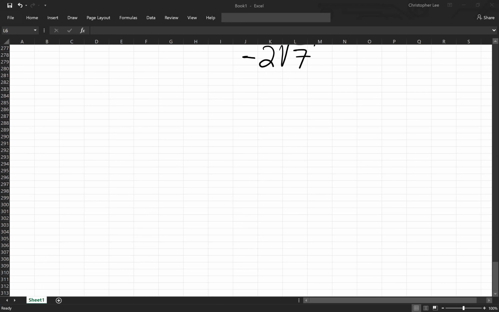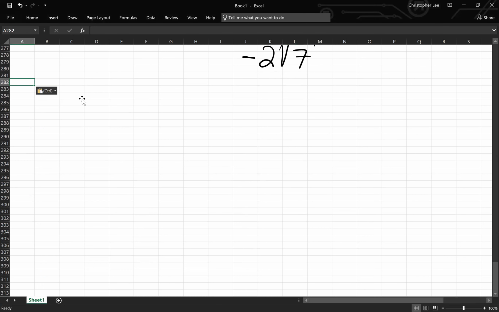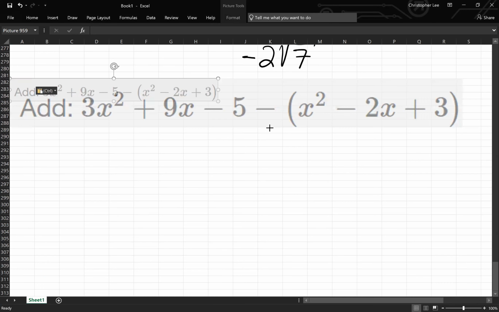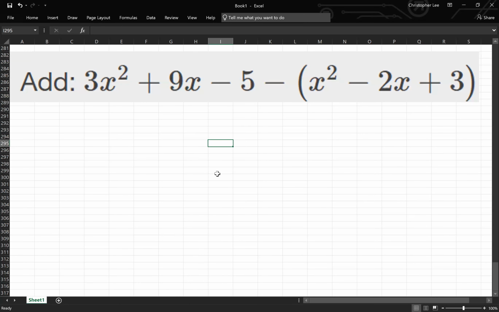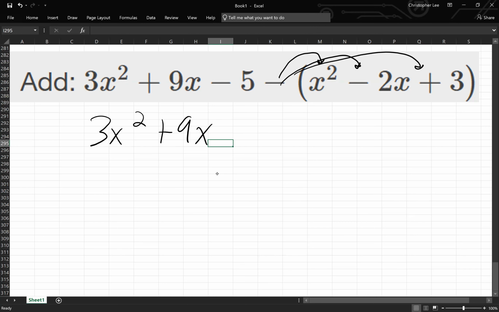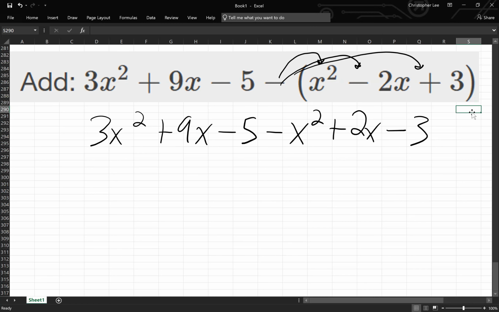Before we do that, let's do a little blast from the past, something real simple. Help me out, how do I do this? Not divide, distribute the negative, right? Distribute this over here. So I have 3x squared plus 9x minus 5 minus x squared, a negative times a negative is a positive, plus 2x, negative times a positive is a negative, minus 3. And what do I do after that? Combine like terms. So what do I get?